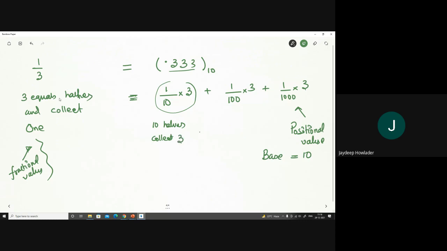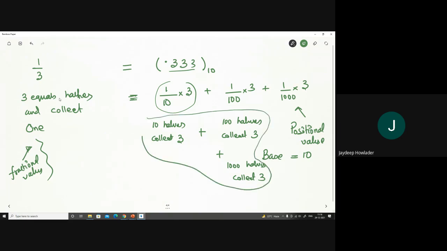Okay. Plus I have 100 herbs and then collect 3, and plus I have 1000 herbs, equal herbs, and we collect 3. Okay. So that is the meaning of the right hand side, and this is the meaning of the left hand side. And now we are trying to equate the two parts. So that is the philosophy of the number in the floating point representation.